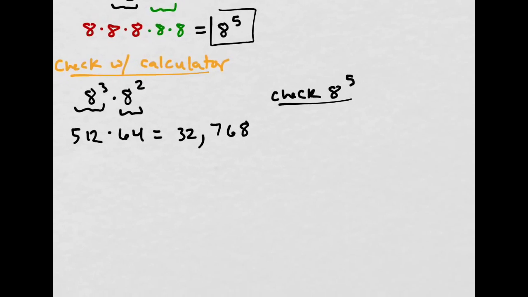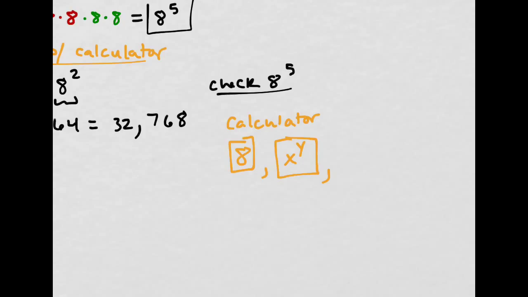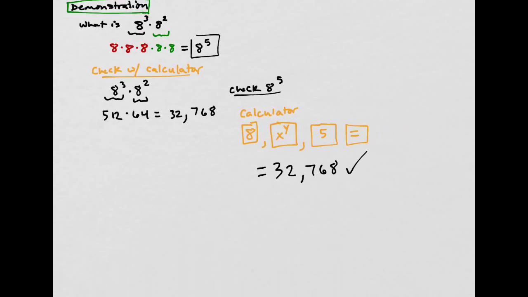Now, I also want to check 8 to the 5th. In my calculator, I can hit my 8 button, then my X to the Y button, and then the exponent would be 5, so I hit my 5 button. You have to hit the equals button, and then it gives you the same thing, 32,768. So that's right.